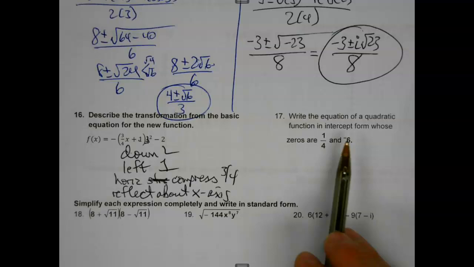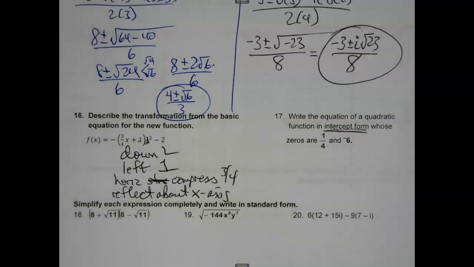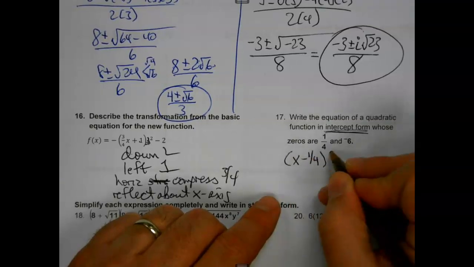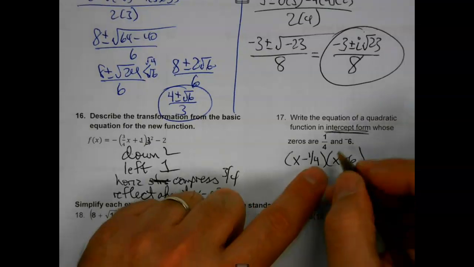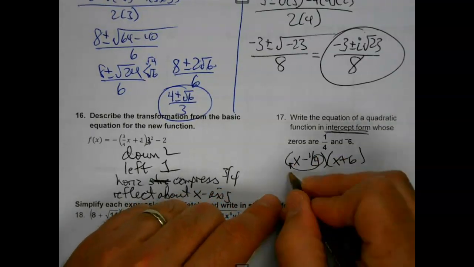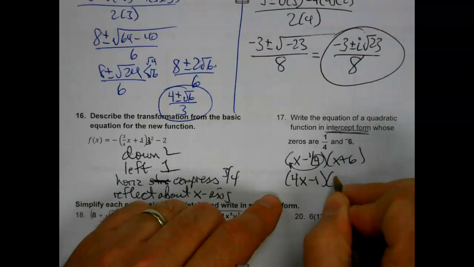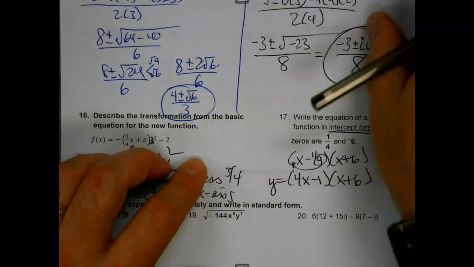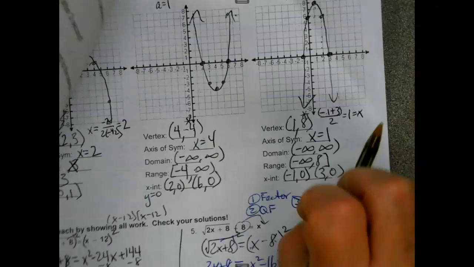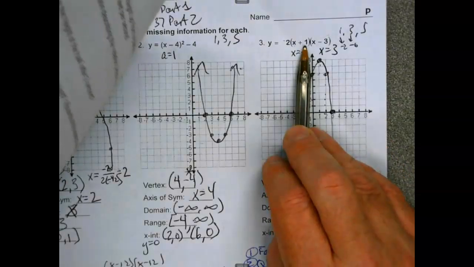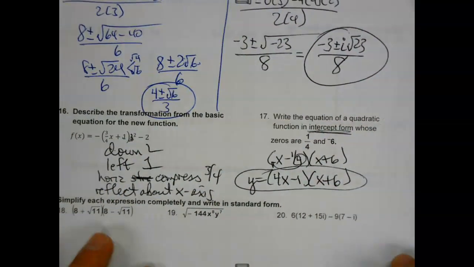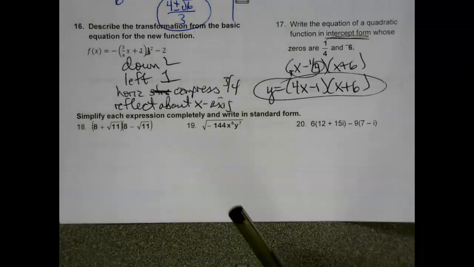Write the equation of a quadratic in intercept form whose zeros are 1/4, change the sign, and -6, change the sign. Don't leave it that way. Ladies and gentlemen, in case you forgot, I'll bring it back to the first page for just a moment. Intercept form is this, where you've got the 2 sets of parentheses there. You do not need to FOIL this out. Save yourself a little bit of time.